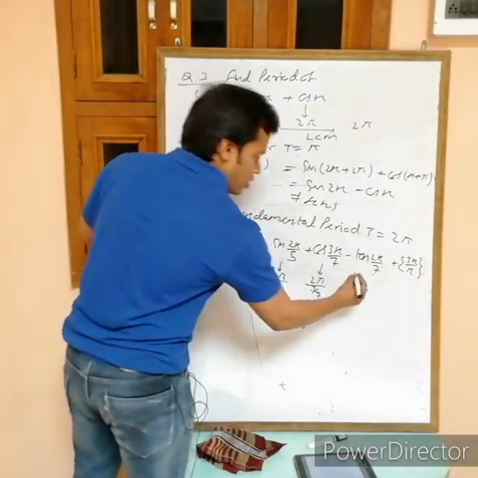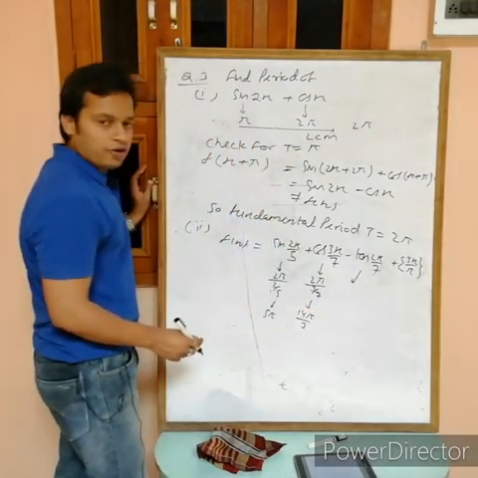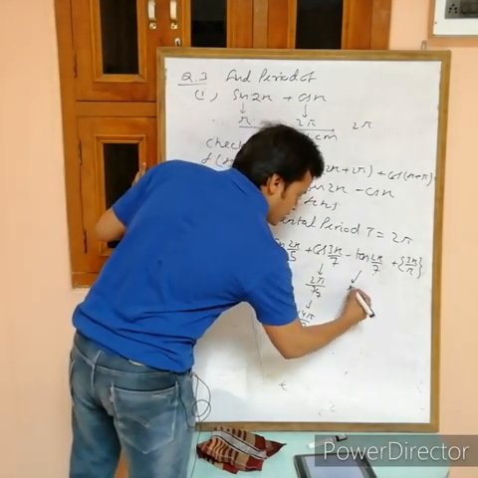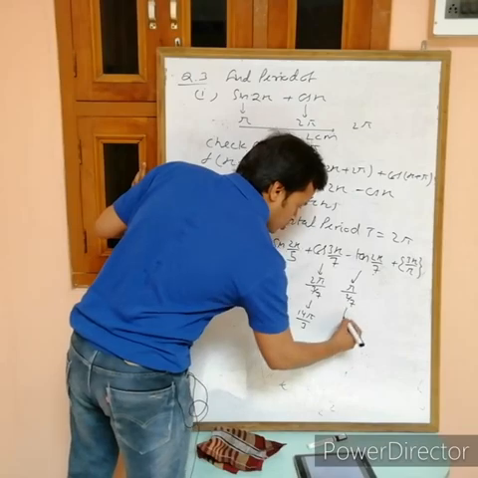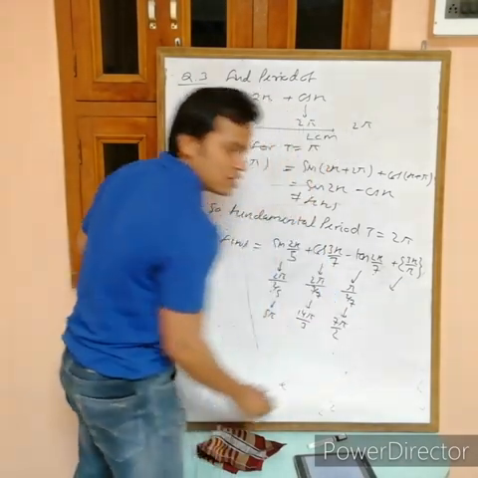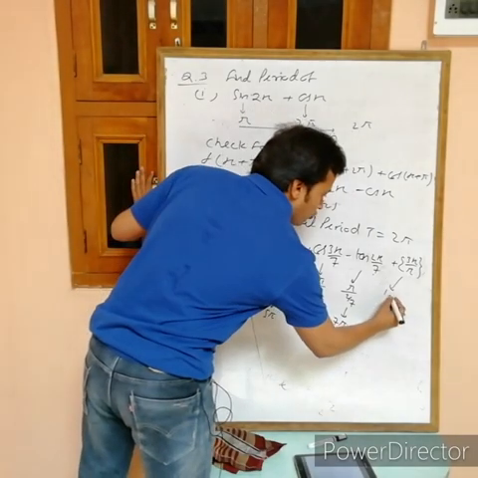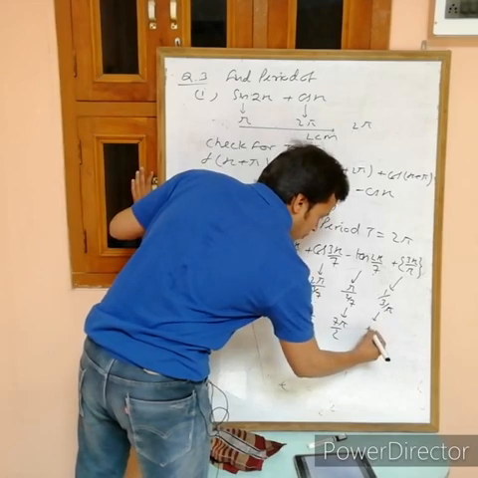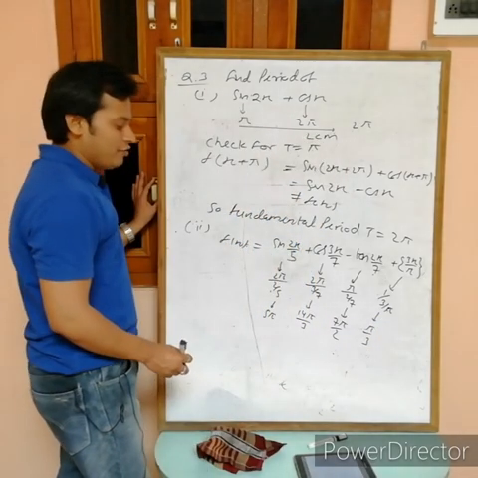The period of tan x is pi, so the period of tan 2x by 7 is pi by 2 by 7. So what we are getting? 7 pi by 2. The period of the fractional part of x is 1, so for 1 by 3 by pi, the coefficient of x, what we are getting? Pi by 3.